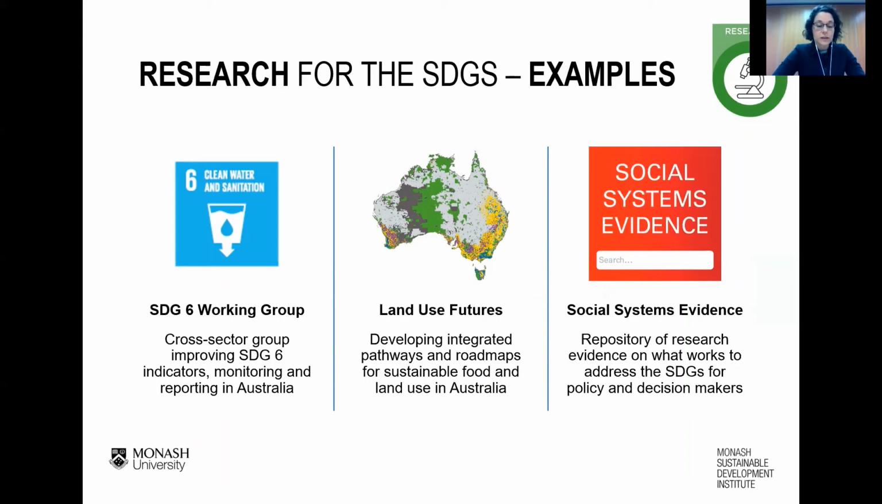Land Use Futures is a big and complex project that looks at how SDGs around sustainable agriculture, climate change, biodiversity and water can be solved simultaneously, so we can provide healthy food for a growing global population while achieving net zero emissions. And finally, Social Systems Evidence is a new initiative that is creating a free online repository of research evidence on what works to address the SDGs in a way that is intuitive and easy to access for policy and decision makers.